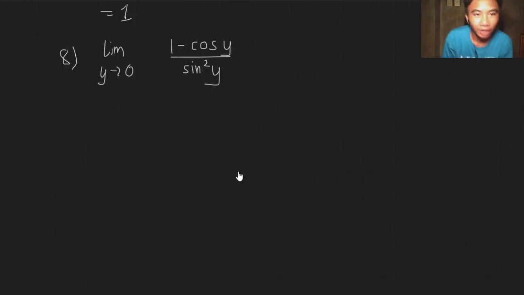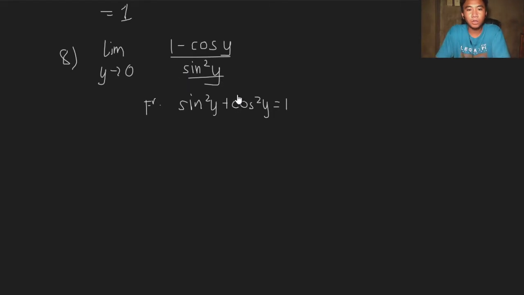So, number 8, the limit of 1 minus cosine y all over sine squared y as y approaches to 0. Again, we know that sine squared y plus cosine squared y is equal to 1. Pero ang kailangan natin is si sine squared y. So, we need to transpose cosine squared y here. So, we have sine squared y is equal to 1 minus cosine squared y.